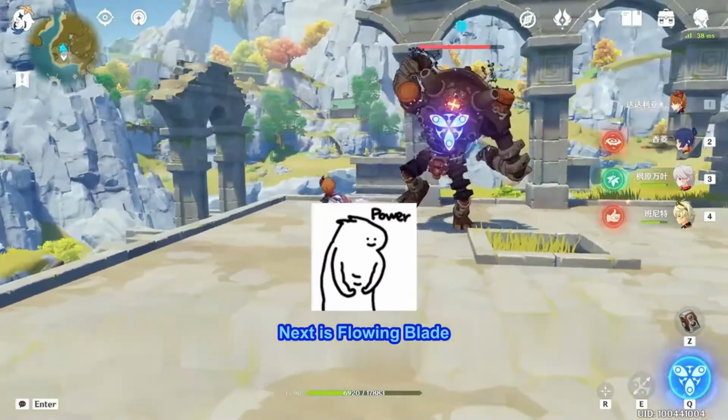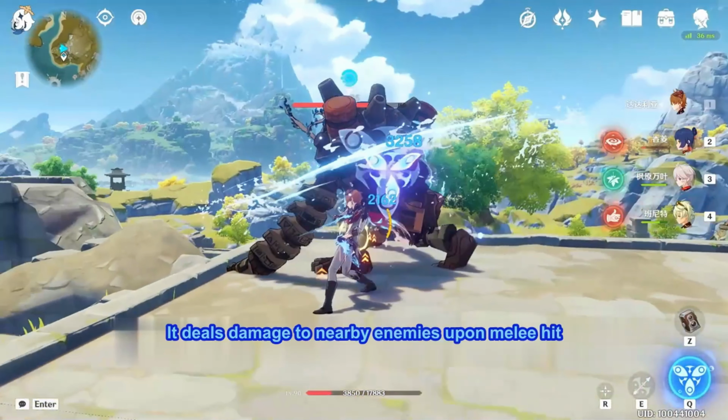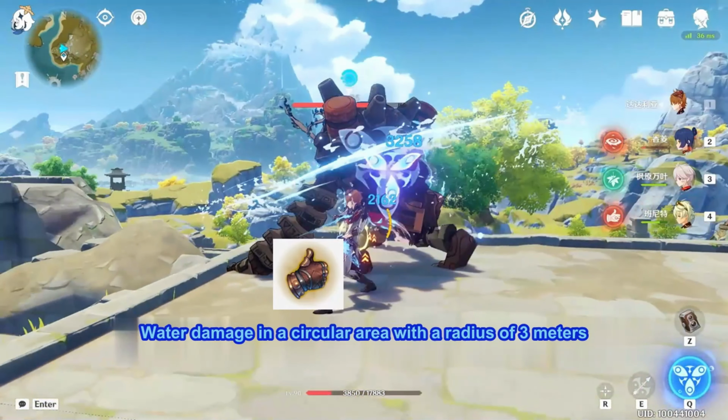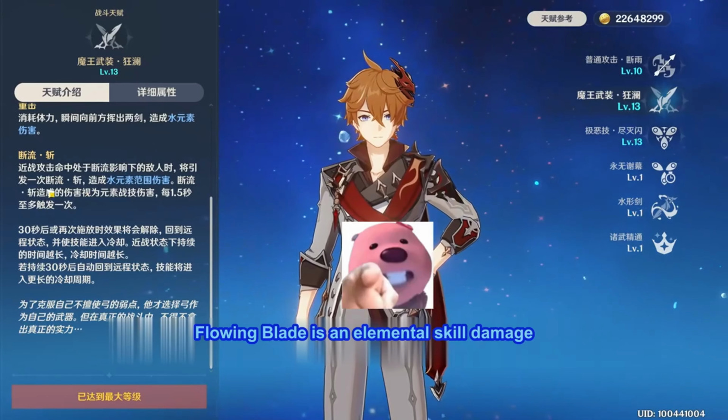Next is flow slash. It is our most commonly used flow damage. It is activated by the E skill of the character. It deals damage to nearby enemies upon melee hit, water damage in a circular area with a radius of 3 meters. That is also worth highlighting: flow slash is elemental skill damage.